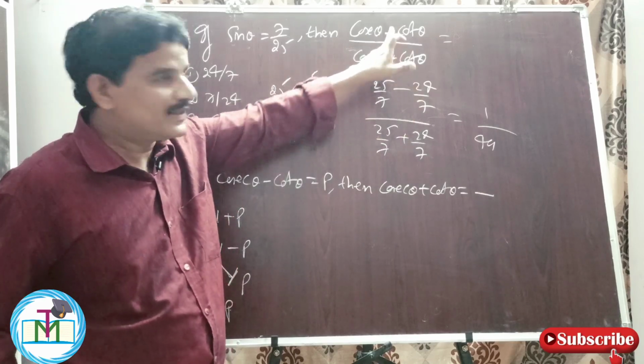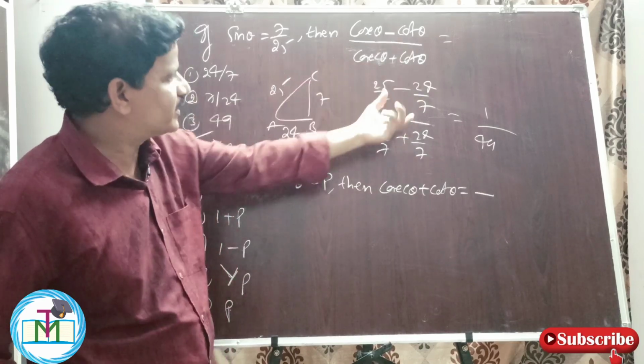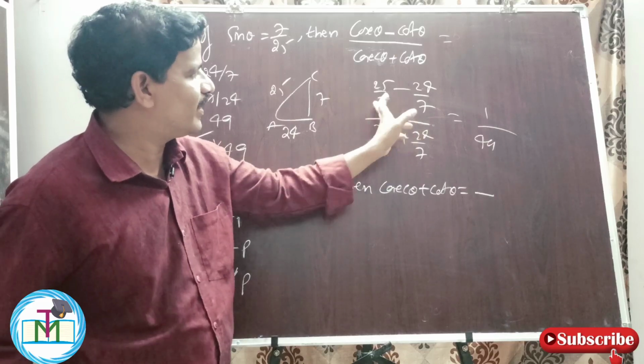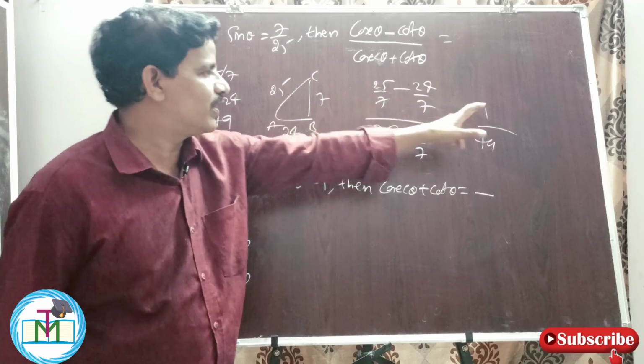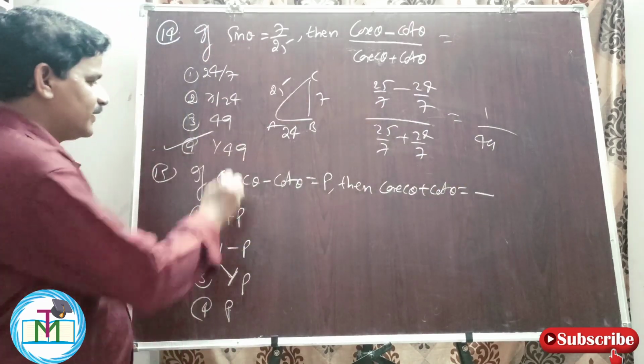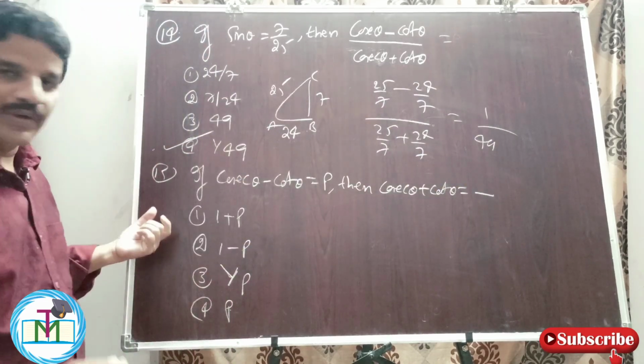In the numerator we have minus, at the denominator we have plus. Therefore same values but plus. When I take LCM here 7, here 7, the LCMs cancel. Now 25 minus 24, 1 by 49 is the right answer. Now question number 15.